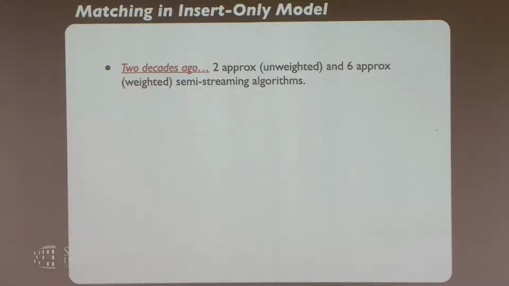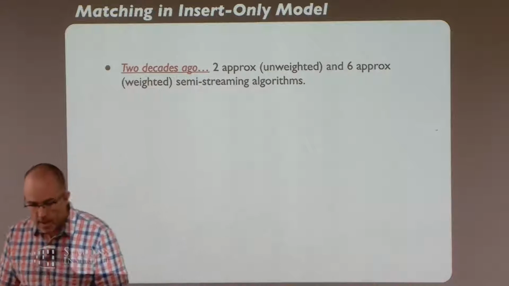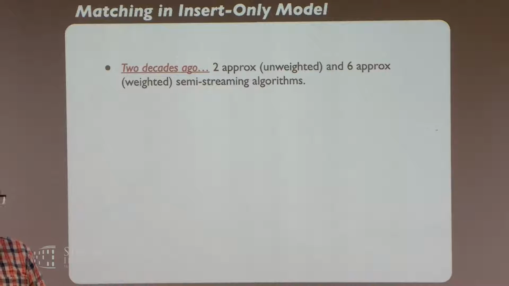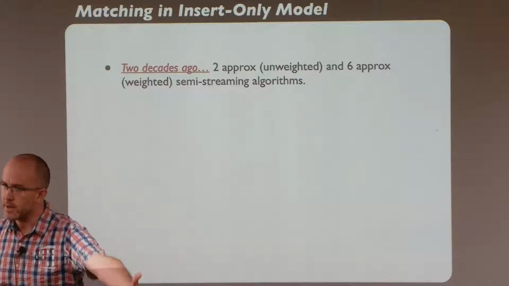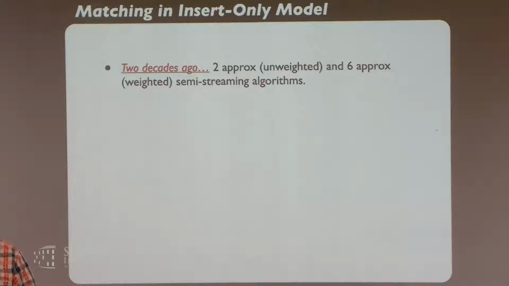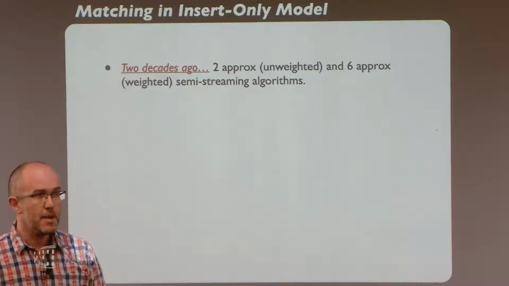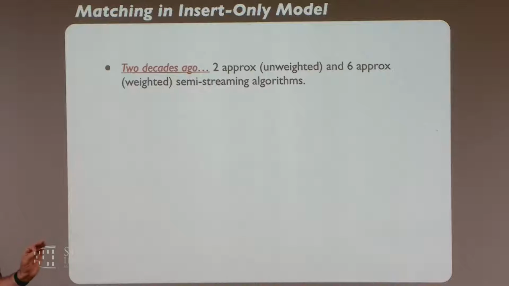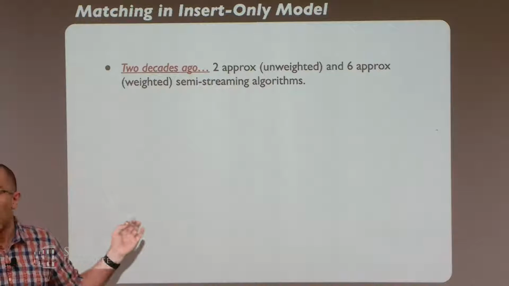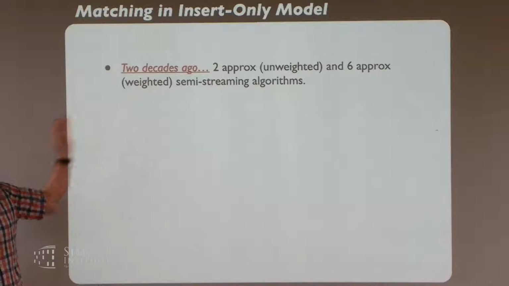If you have just edges being inserted, and you're allowed order n-ish space, then one way to compute a matching is that you pick the first edge, and you keep on going. Every edge that comes in, you add it to your collection if it doesn't share an endpoint with an edge you've already stored. So you're just building up a greedy or maximal matching. It's not hard to show that a maximal matching is a 2 approximation. So just with edge inserts and semi-streaming space and one pass, if there's no deletions, you can get a 2 approximation.